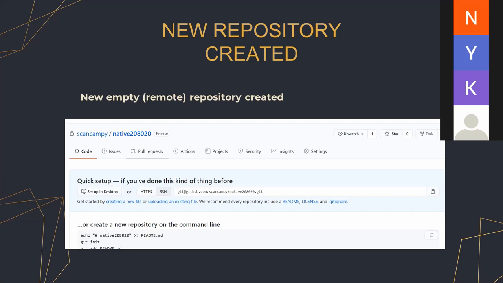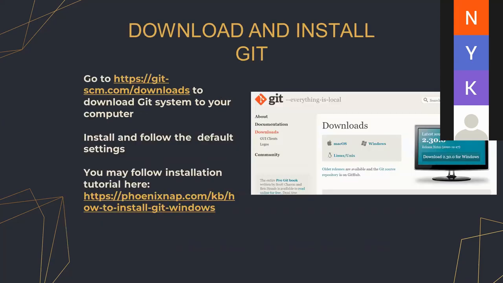Pull requests means it's a kind of report to send a request to your friends on the same team, or who collaborate in the same project, to pull the new versions. Actions, projects, security, insights, and settings. The most important one is settings. I will talk about it later. But most importantly, you now see the empty repository that you created here.